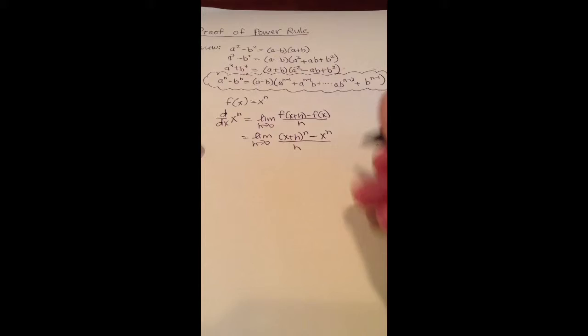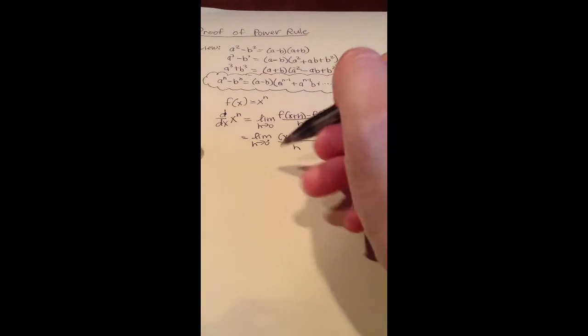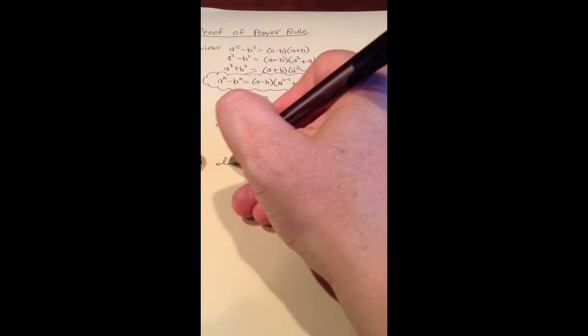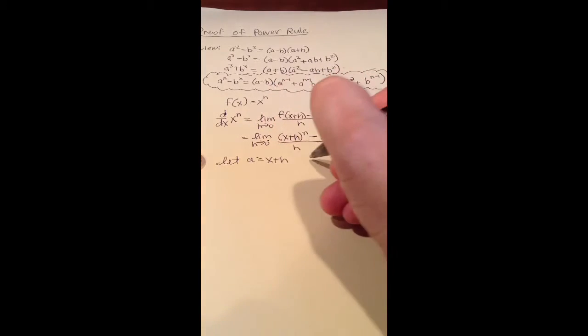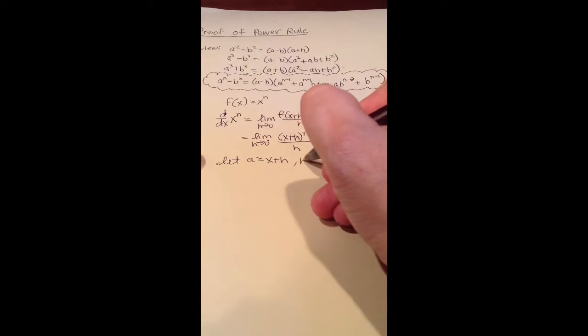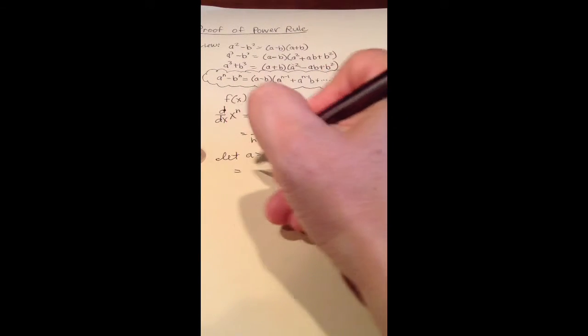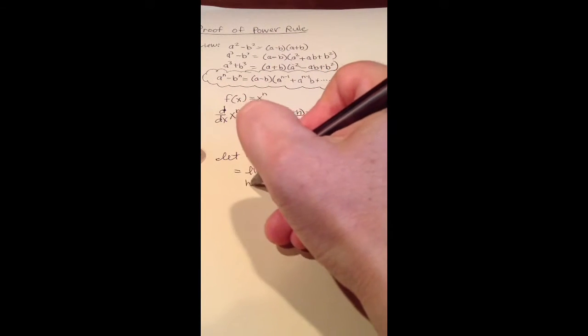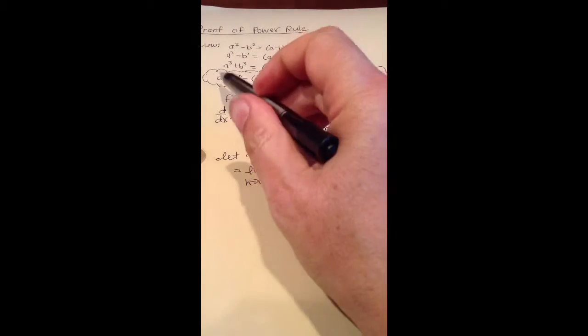Okay, now this should look a little bit familiar. Something to the n power minus something to the n power. So to make it look a little bit familiar, what I'm going to do is I'm going to let a be equal to x plus h, and I'm going to let b be equal to x. Okay, so when I substitute that, now I've got the limit as h approaches 0 of a to the n minus b to the n. Now this should look really familiar.